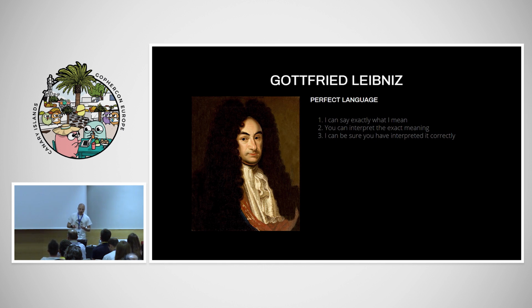we all use today. Among other things, he was obsessed with the pursuit of the perfect language, the language that satisfies 3 rules. First one, I should be able to say exactly what I mean. Second, you can interpret what I said with exact meaning. And third, I can be sure you have interpreted me correctly and fully. He didn't succeed, of course, and somehow ended up inventing the binary system. And number 3, I don't even think is realistically achievable. But Go, to me, is the language that really tries hard to play well with those 2 rules.